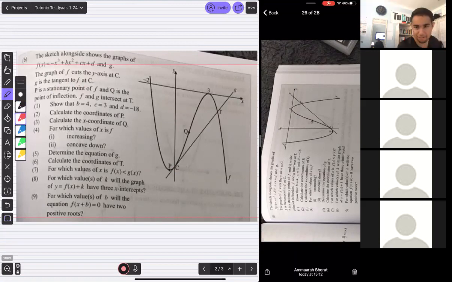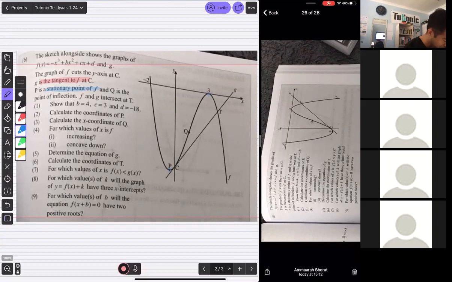Because the tangent touches the graph. Yeah, of course. A tangent is a line that touches the graph once. P is a stationary point of F. Now, what does stationary point mean again? The turning point.